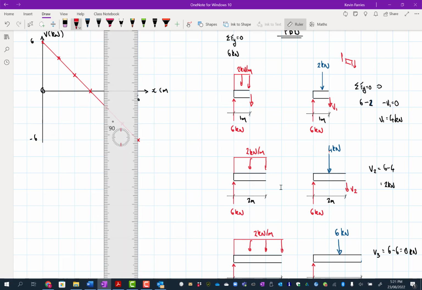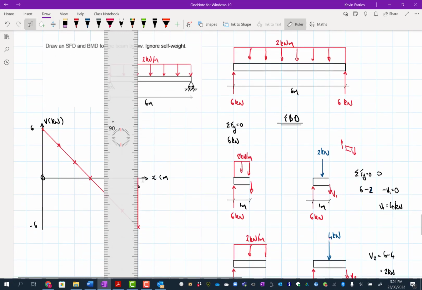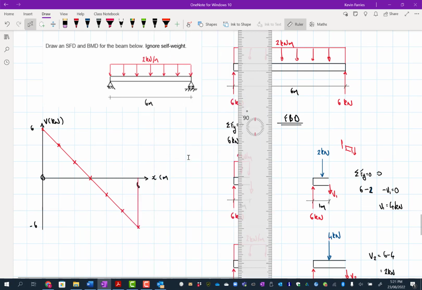And then what's going to happen is we're going to get to the other end of this, we're going to get to here, and we're going to have a 6 kilonewton force upwards. And so we just follow that, the same as we did when it was just point loads. And so we go 6 kilonewtons upwards, which takes us back to 0, which means that we've probably got the right answer. Then you wouldn't usually draw those points, but then you would just shade that in.